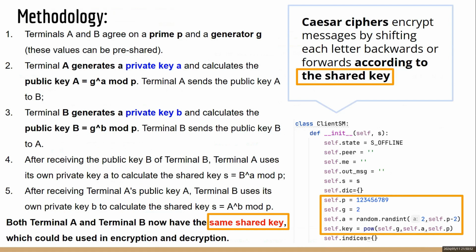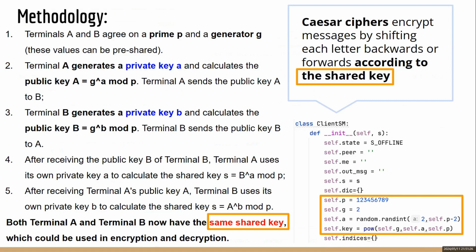After receiving the public key from terminal B, terminal A will use its own private key to calculate the shared key, S. And after receiving terminal A's public key, terminal B will use its own private key to calculate the shared key, S. So both terminal A and terminal B now have the same shared key, which could be used in encryption and decryption. The method that we use for encryption is actually the Caesar encryption.